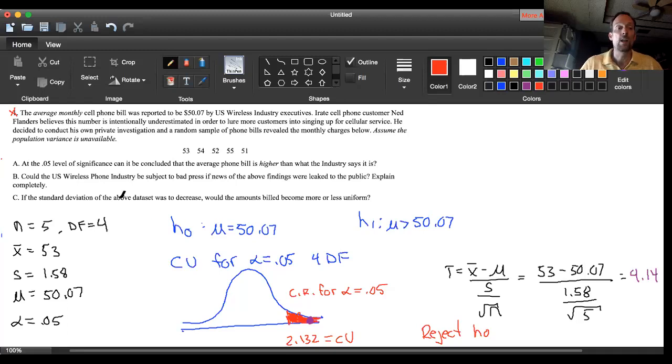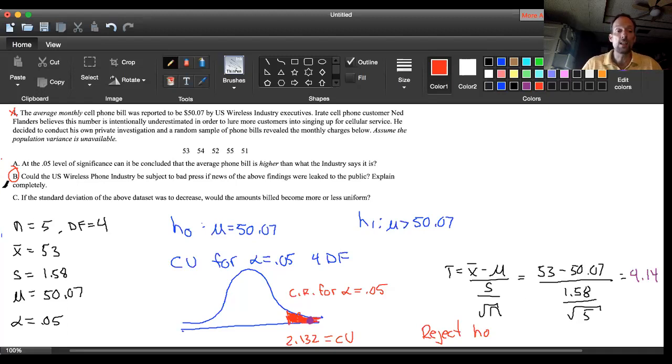If I look at part B of the question, could the US wireless phone industry be subject to bad press if news of the findings were leaked to the public? The answer is yes, because it means that the executives are giving an average phone bill that's a lot less than what it really is. So it's almost like deception.